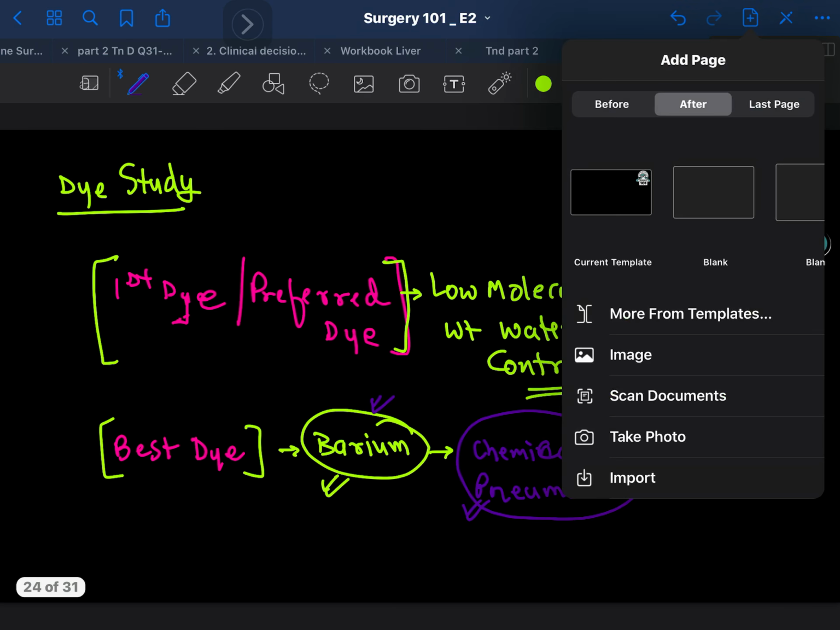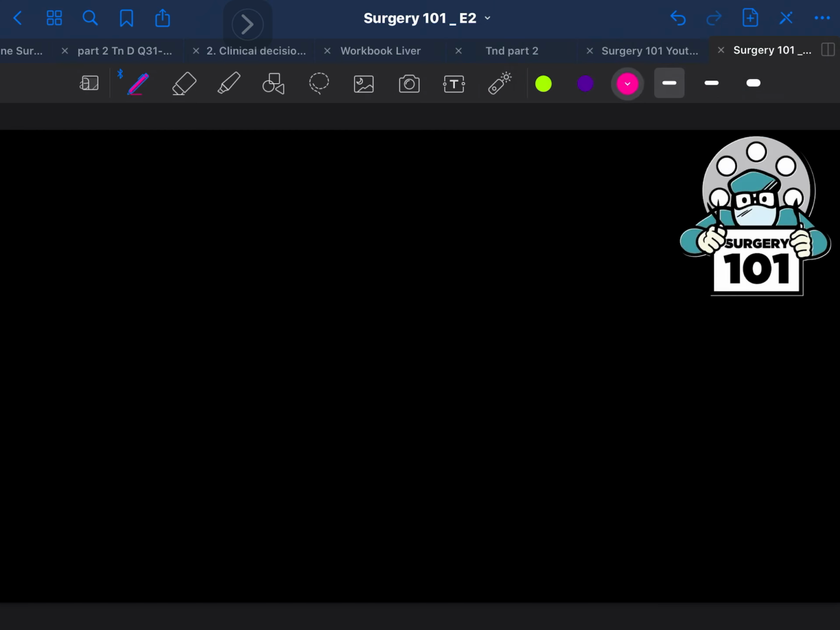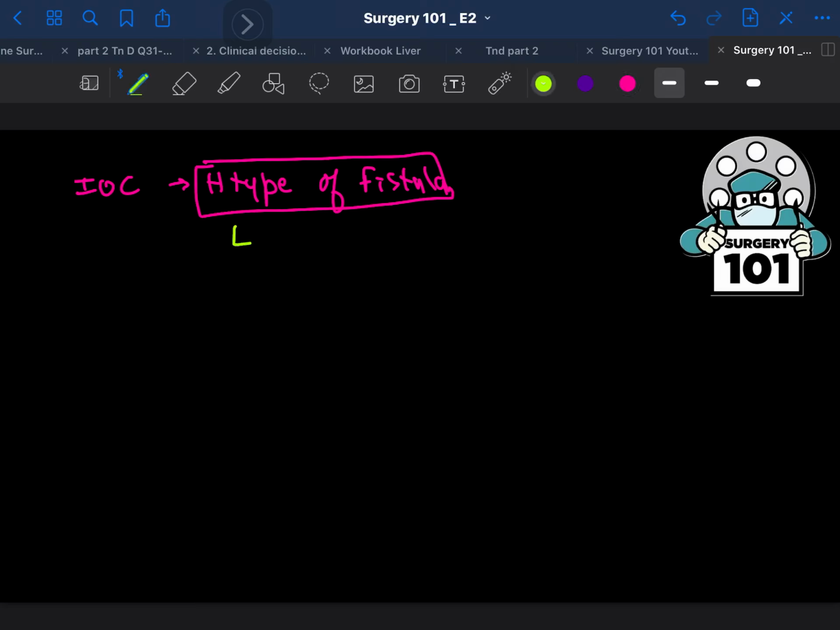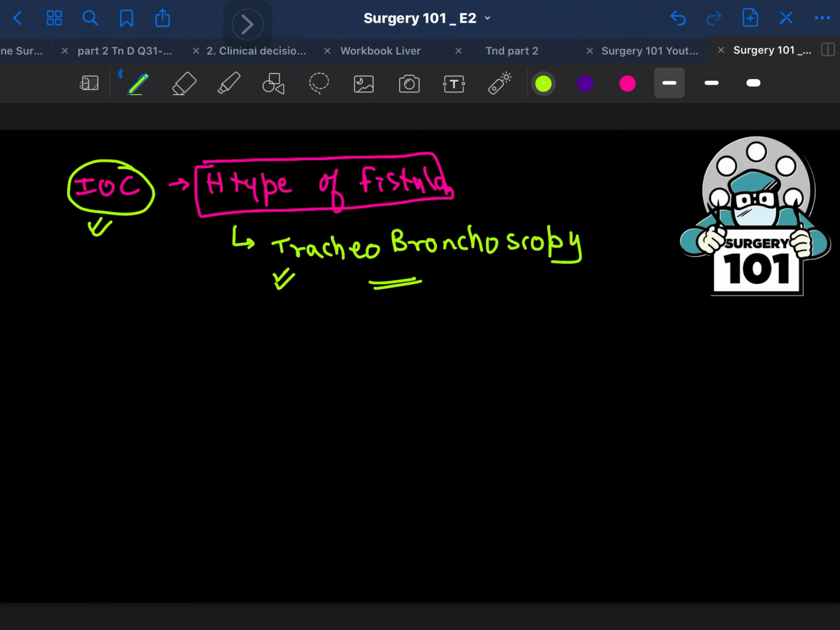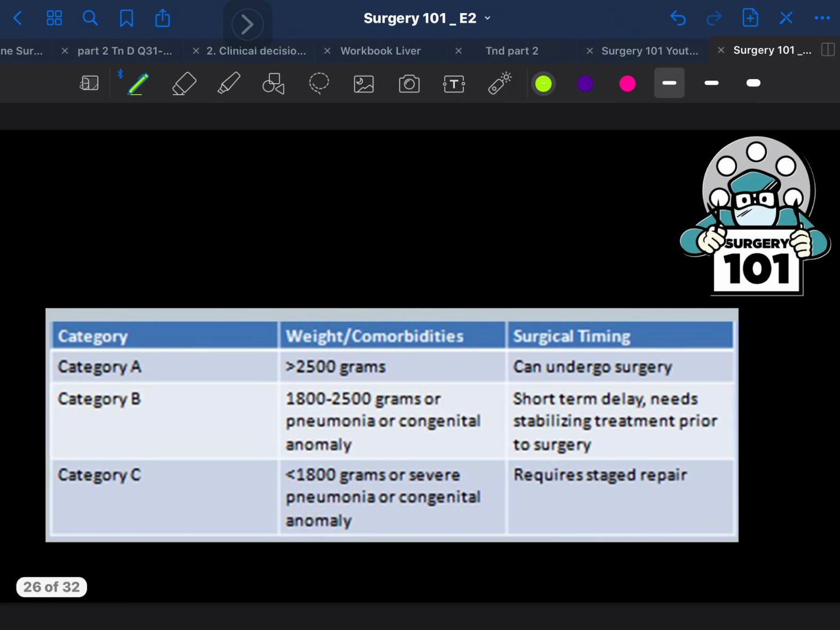Now lastly, if they ask you what should be the investigation of choice for your H type of fistula, what is the answer over here? It is tracheobronchoscopy. Tracheobronchoscopy, guys. You have to go in for a tracheobronchoscopy. That is the investigation of choice for your H type of fistula. I hope you understand this point.